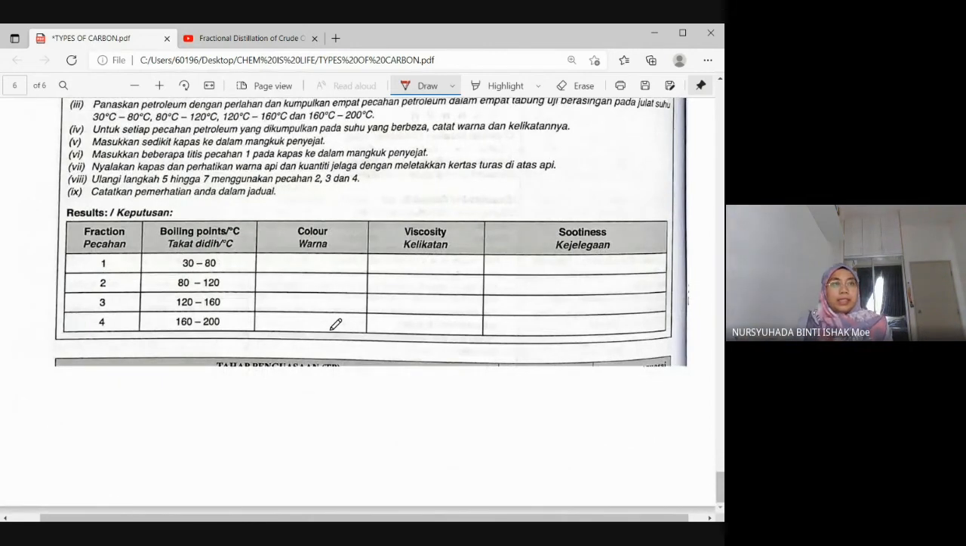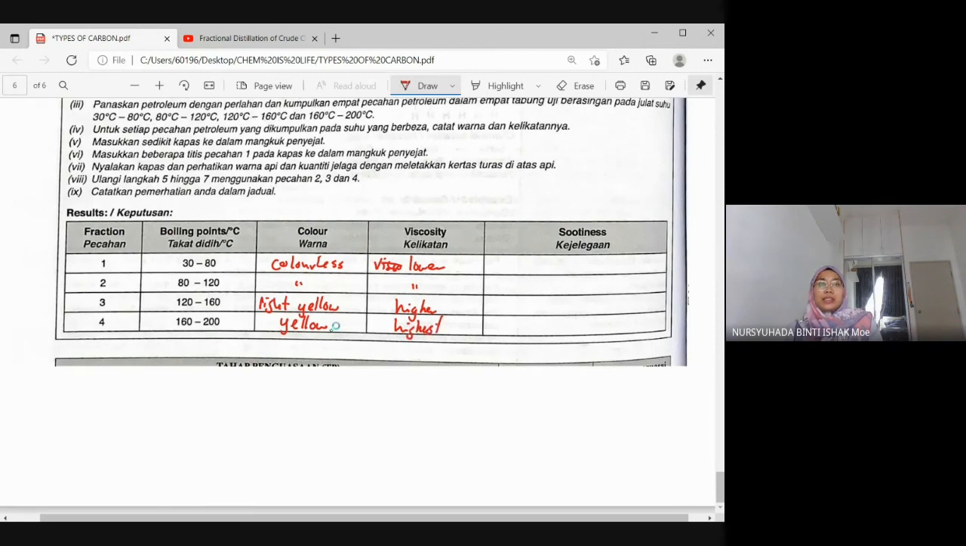Alright, look at this. Okay, kita pertama kita tengok warna. So kalau tengok tadi 30 to 80 color dia adalah colorless. So tulis colorless. 80 to 120 also colorless. And then the third one 120 to 160 light yellow. And then the fourth fraction is yellow. Okay, viscosity. Kelikatan dia. Viscous. Yang ni viscosity dia lower. Tulis dia lower. This one also lower. This one higher. Highest.